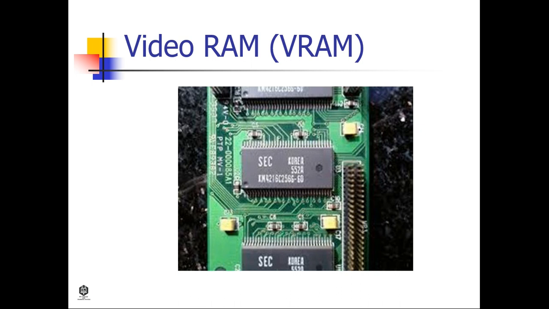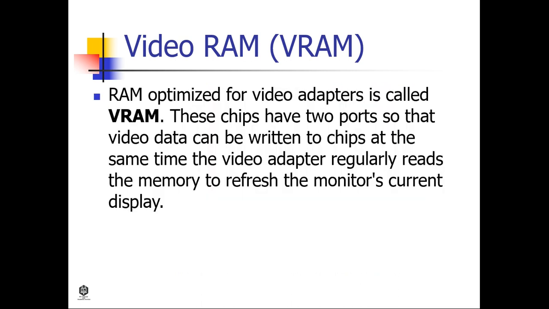Next, RAM optimized for video adapters is called VRAM. These chips have two ports so that video data can be written to the chips. At the same time, the video adapter regularly reads the memory to refresh the monitor's current display.